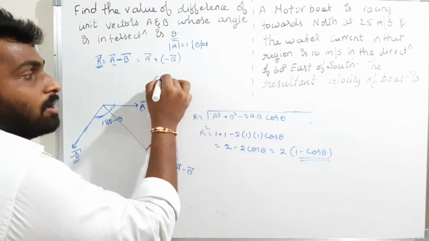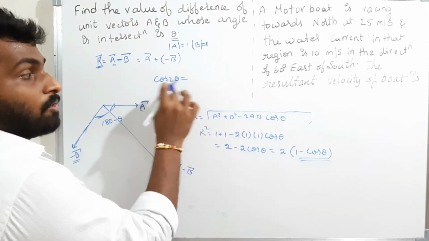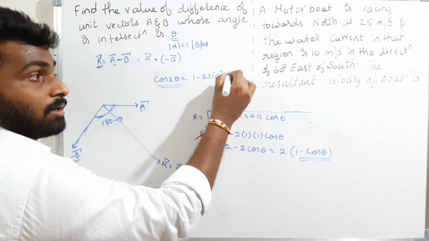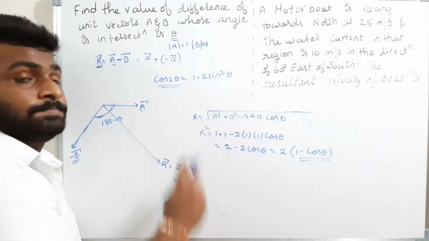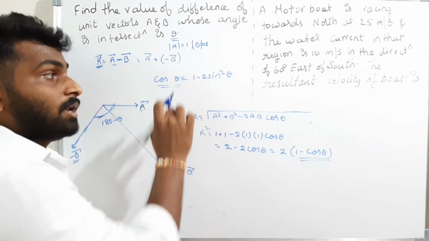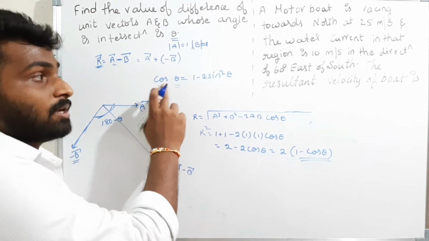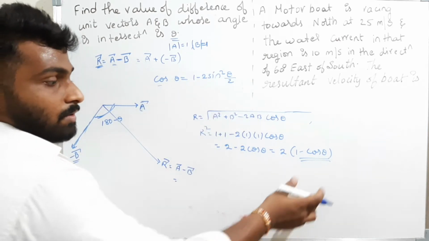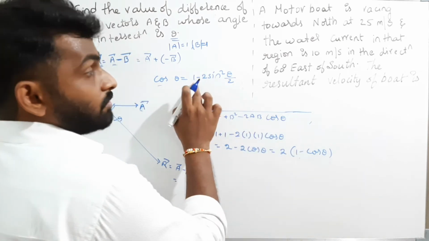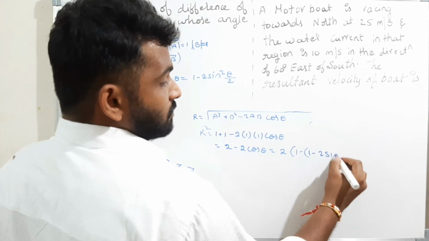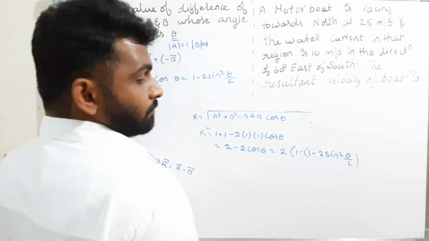Now see here. What is the value of cos 2 theta? The value of cos 2 theta I can write as 1 minus 2 sin square theta. Do you remember this formula? Cos 2 theta is equal to 1 minus 2 sin square theta. So what is the value of cos theta? The value of cos theta is 1 minus 2 sin square theta by 2. Therefore, in place of cos theta, I am writing 1 minus 2 sin square theta by 2.